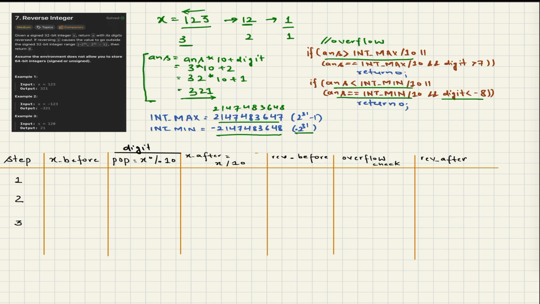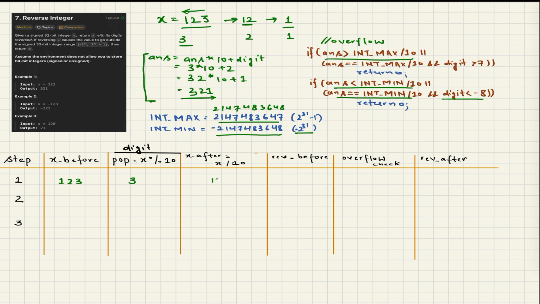Okay, so I will do the dry run and table just for the clear understanding. Before I had x as 123. I'll do mod operation and pop out 3. Sorry, 123. And when I do this x mod 10, 3 will pop out.